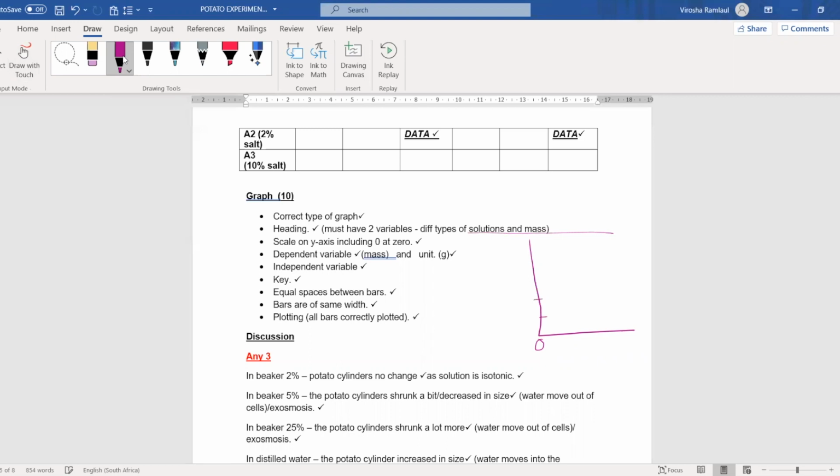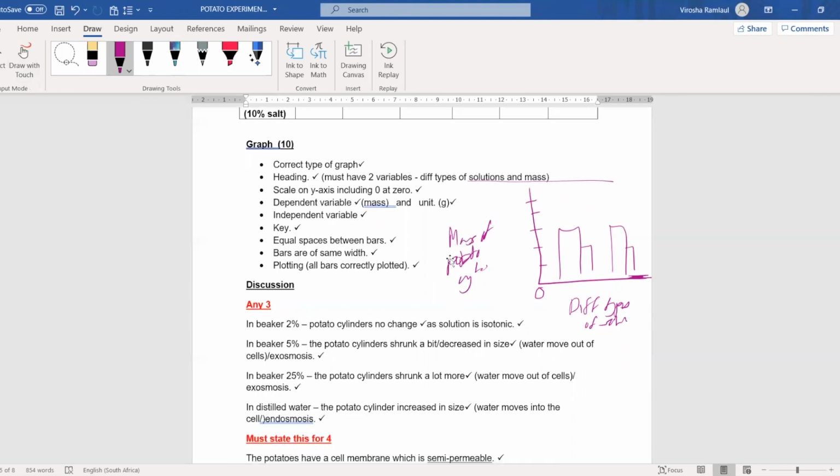Here, your scale line. Your independent variable was different types of solutions. And here, mass of potato cylinders. And then space bar space. And then your heading with the: A bar graph showing the mass in the potato cylinders in different types of solutions. Okay. So that's what you should have had, is a bar graph.